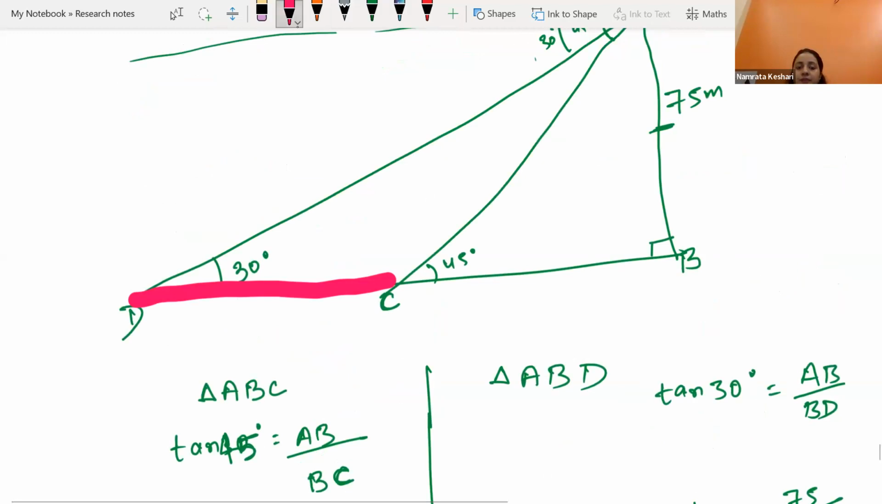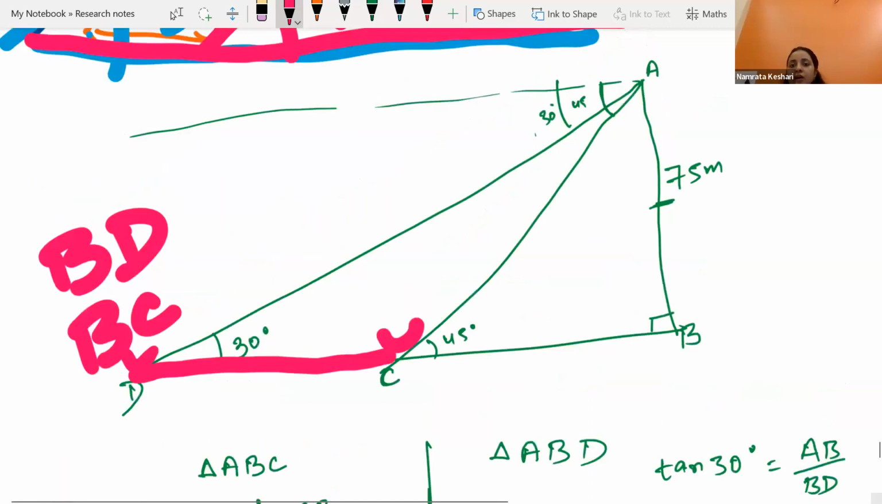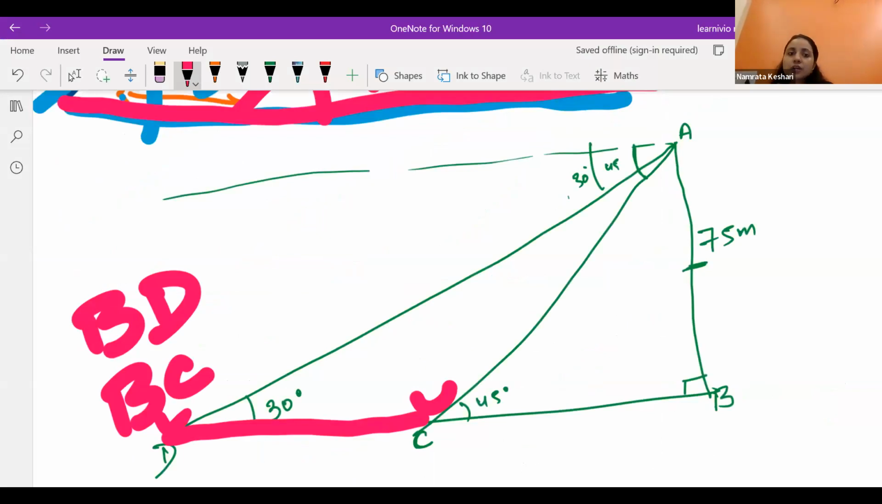Yes. BD you are having in hand. BC you are having in hand. Then CD, is it possible to find or not? What is the distance between the two ships? Yes, ma'am. Getting it? How exactly we are solving this question? Yes, ma'am. Okay. So I'm keeping this much over here.